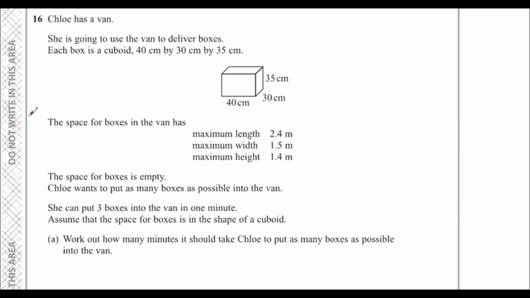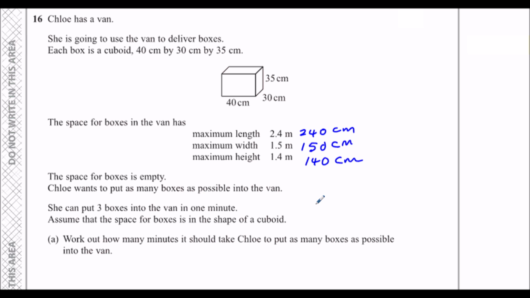Question 16. Chloe has a van, and she's going to use the van to deliver boxes. Each box is a cuboid, 40 centimeters by 30 centimeters by 35, as shown. The space for boxes has a maximum length of 2.4 meters. So let's just change that to 240 centimeters, a width of 150 centimeters, and a height of 140 centimeters. The space for boxes is empty. She wants to put as many as possible in the van. She can put 3 in a minute.